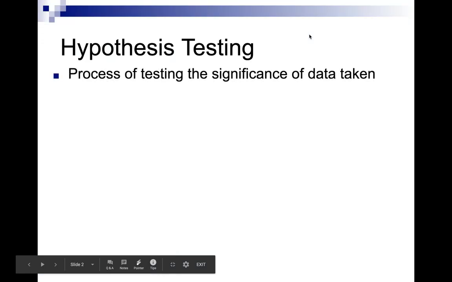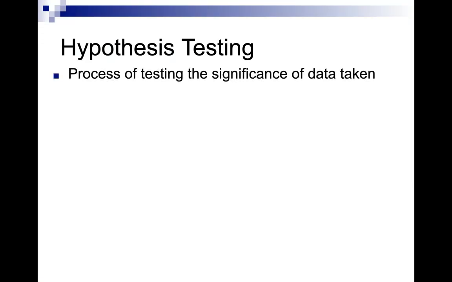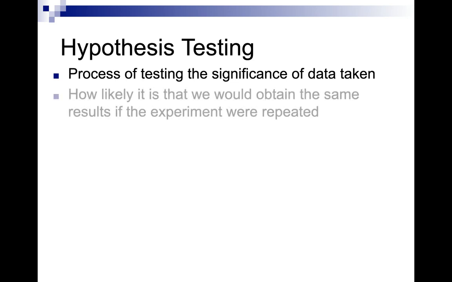Hypothesis testing, similar to confidence intervals, is essentially a process of testing how significant the data is, and whether it's valid or not. Particularly, a hypothesis test tells us how likely it would be to get the same results if we repeated the experiment with the exact same parameters. And that tells us how significant the data is.